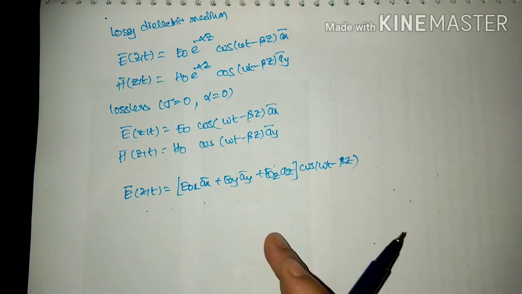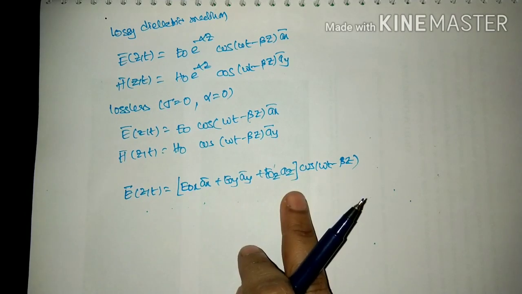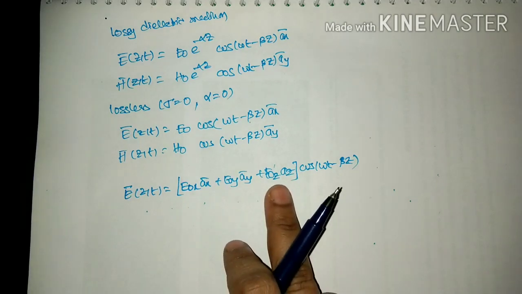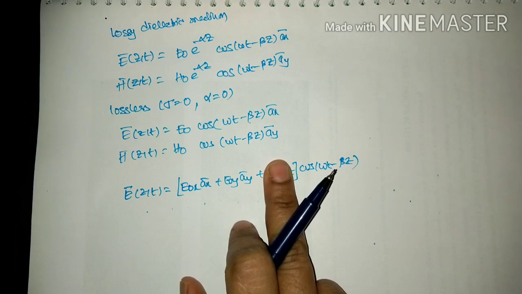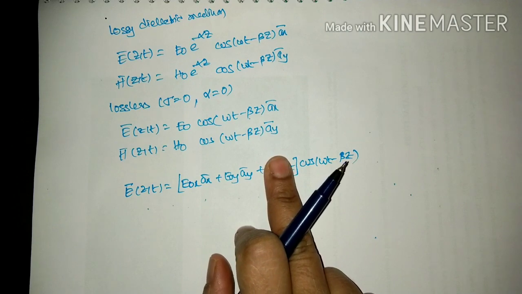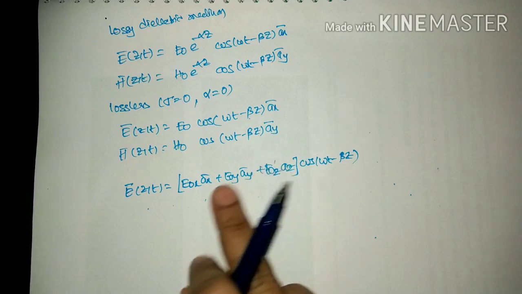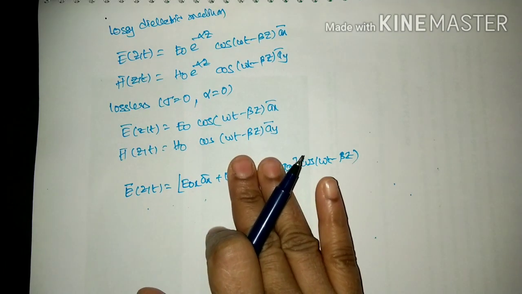Since the wave is propagating along the z direction, for the wave to be a transverse electromagnetic wave, it should not have a component along the z direction. So if this is equal to 0, then the wave is said to be a transverse electromagnetic wave, because for a TEM wave, the electric field should not have a component along the direction of propagation. So as the wave is propagating along the z direction, if it does not have a component along z direction, then the resultant wave is called a transverse electromagnetic wave. It may have both x component and y component. If it does not have any of these components, it is also a TEM wave only.